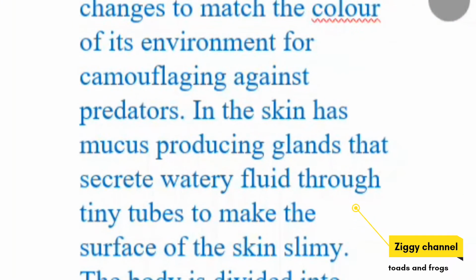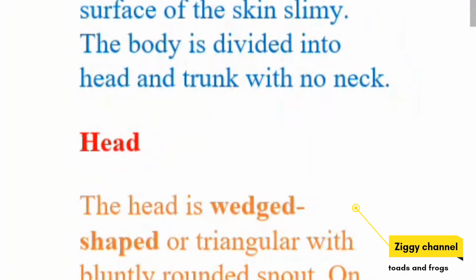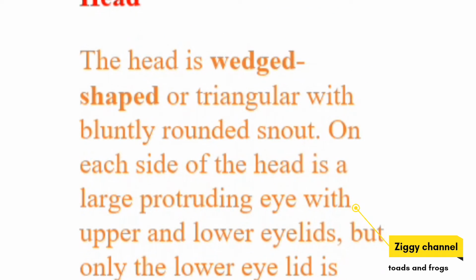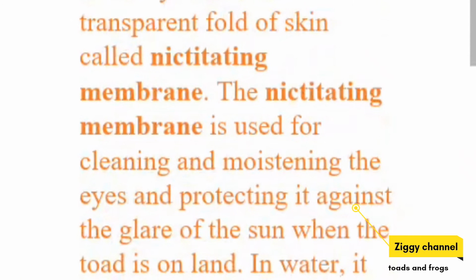The skin has mucus-producing glands that secrete watery fluid through tiny tubes to make the surface of the skin slimy. The body is divided into head and trunk with no neck. The head is wedge-shaped or triangular with a bluntly rounded snout. On each side of the head is a large protruding eye with upper and lower eyelids, but only the lower eyelid is mobile. In addition, the lower eyelid has a transparent fold of skin called the nictitating membrane. The nictitating membrane is used for cleaning and moistening the eyes and protecting them against the glare of the sun when the toad is on land. In water, it protects the eye against mechanical injuries.